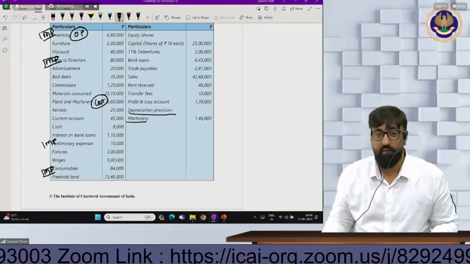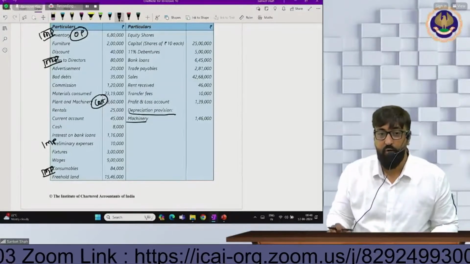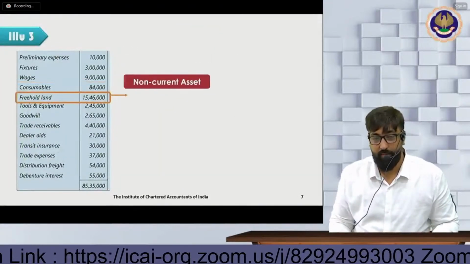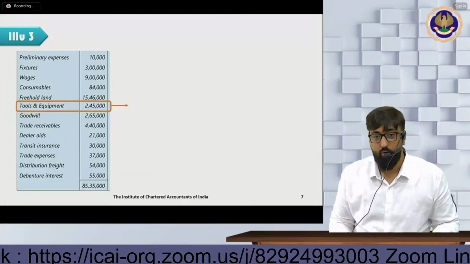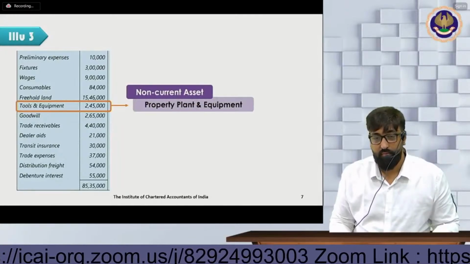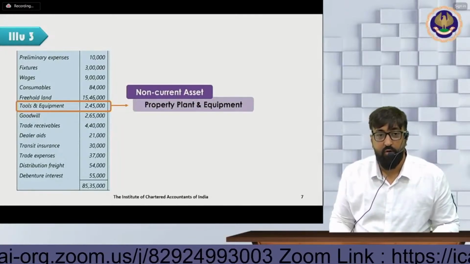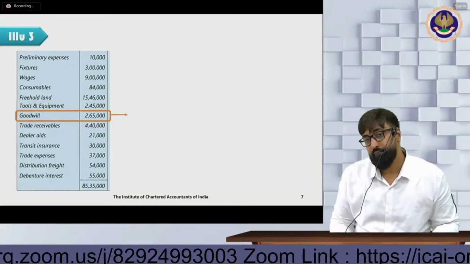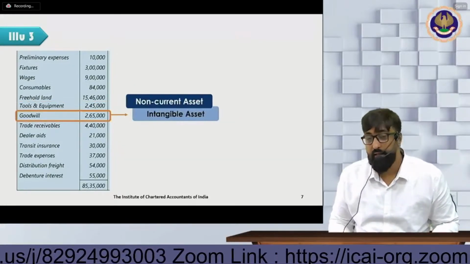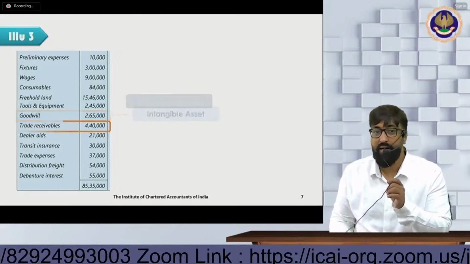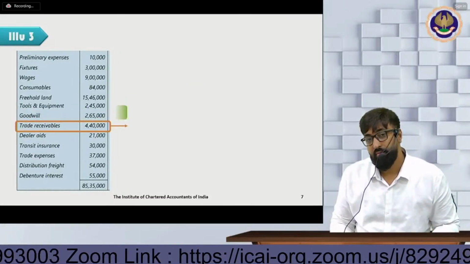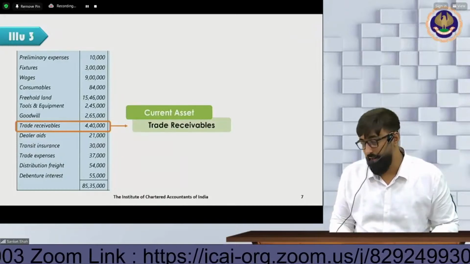ओके, ठीक है. Freehold land. PPE. Tools and equipments. PPE. हाँ जी. Goodwill. Intangible assets. Very good. Trade receivable. Current assets में एक separate head होता है. Current assets में separate head.